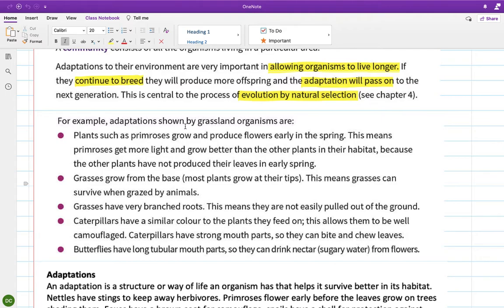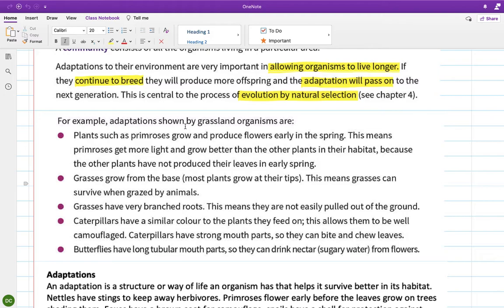The grasses one is interesting as well. Grass grows from the base. Most plants grow from their tip, but grasses don't. They grow from the base, and that is an adaptation because grass is eaten by animals. So at least when the animal eats, it will eat the top of the plant, and the plant continues to grow from the bottom. So it makes it more efficient at growing, given it's been eaten a lot.